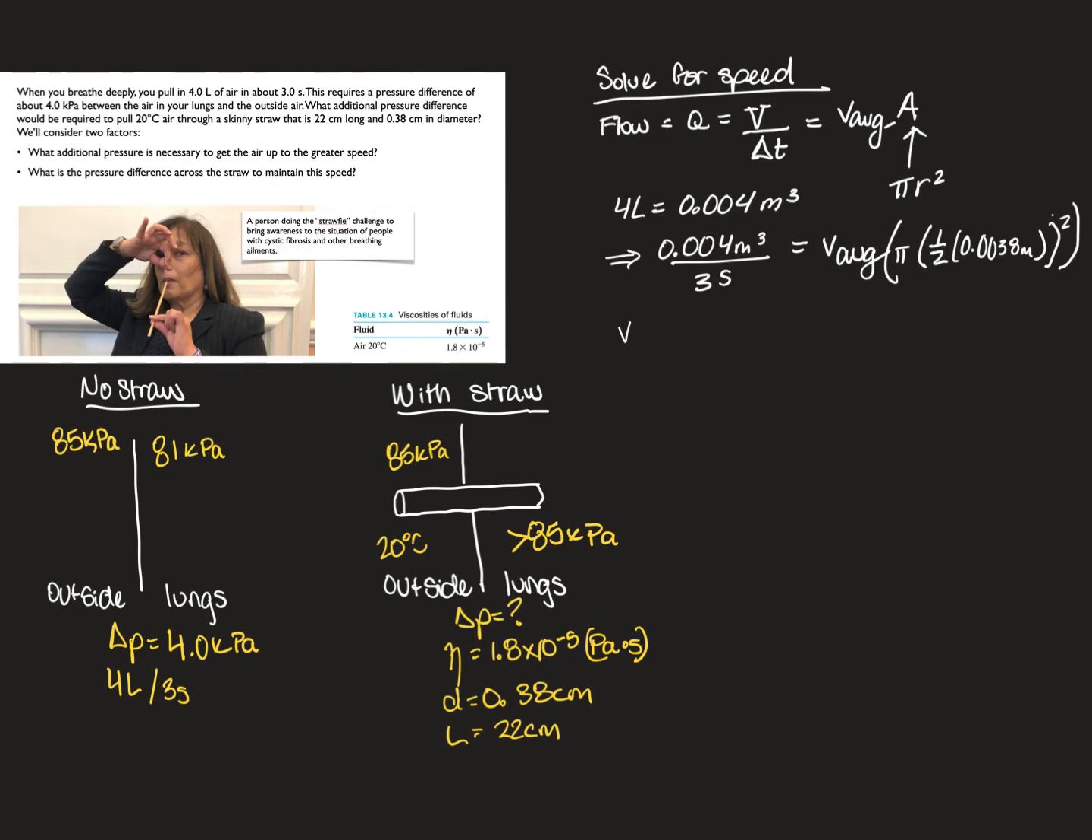So if we go ahead and do that, you get a number that is 117.56 meters per second. So that's our speed, but we want to find delta P. In order to find delta P, we need to find the pressure in the lungs. We can find P2 by using Bernoulli's equation, and since we're not really focusing on a vertical component, we don't need to include the vertical component of Bernoulli's equation.